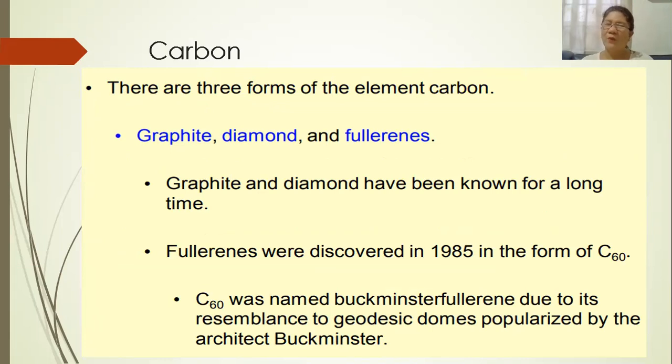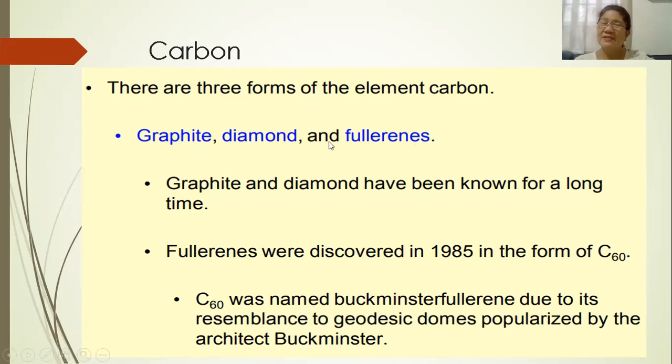What is carbon, by the way? As you can see in the periodic table, this is a non-metal. Carbon has atomic number 6, and a molecular mass or molecular weight of 12 grams per mole. But there are 3 forms of carbon: graphite, diamond, and the latest one. Graphite and diamond have been known for a long time. Then fullerenes.